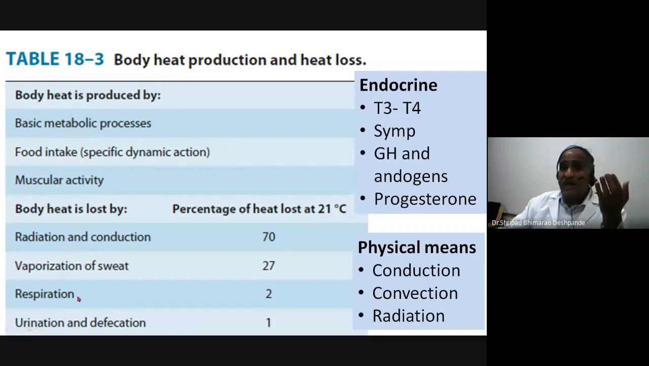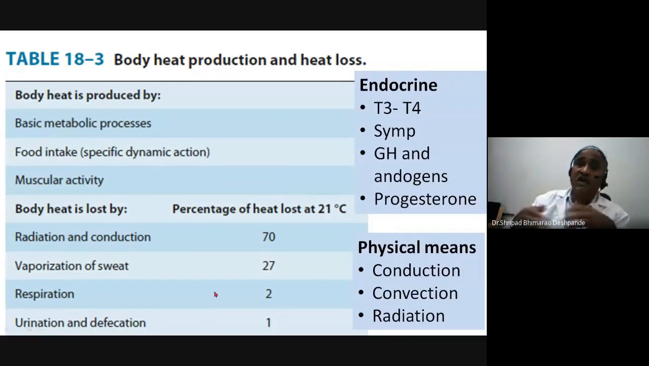So then by respiration, that means constantly we are expiring the hot air out. So that means warm air. I'm not telling the hot air, warm air out, because when I'm expiring, the warm air comes and we lose about 2% of the body percentage loss of the heat. And by passing urine and stools, that is urination and defecation, we lose some amount of heat, and that constitutes about 1%.